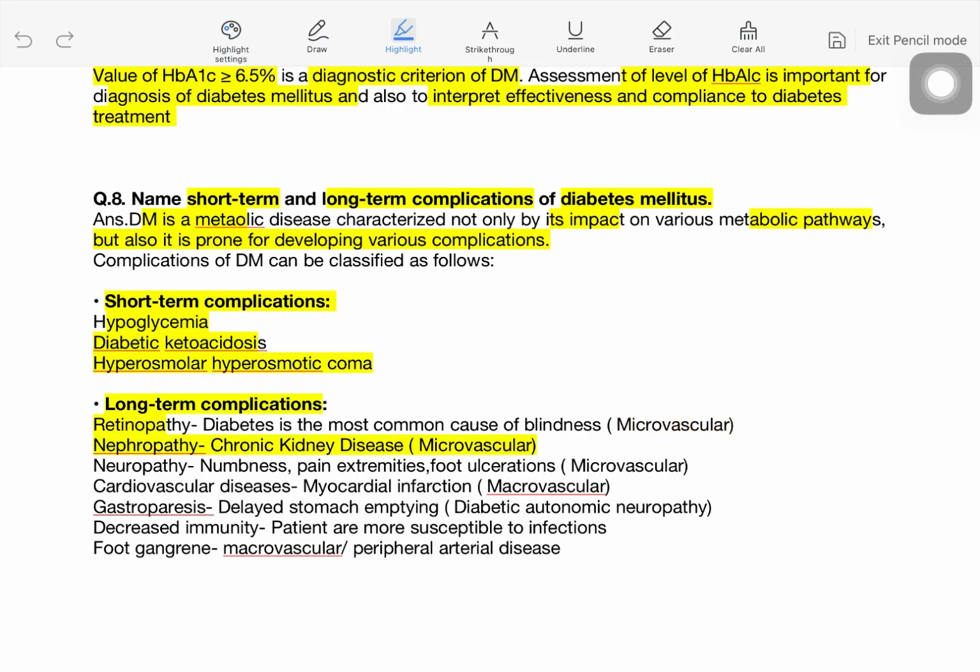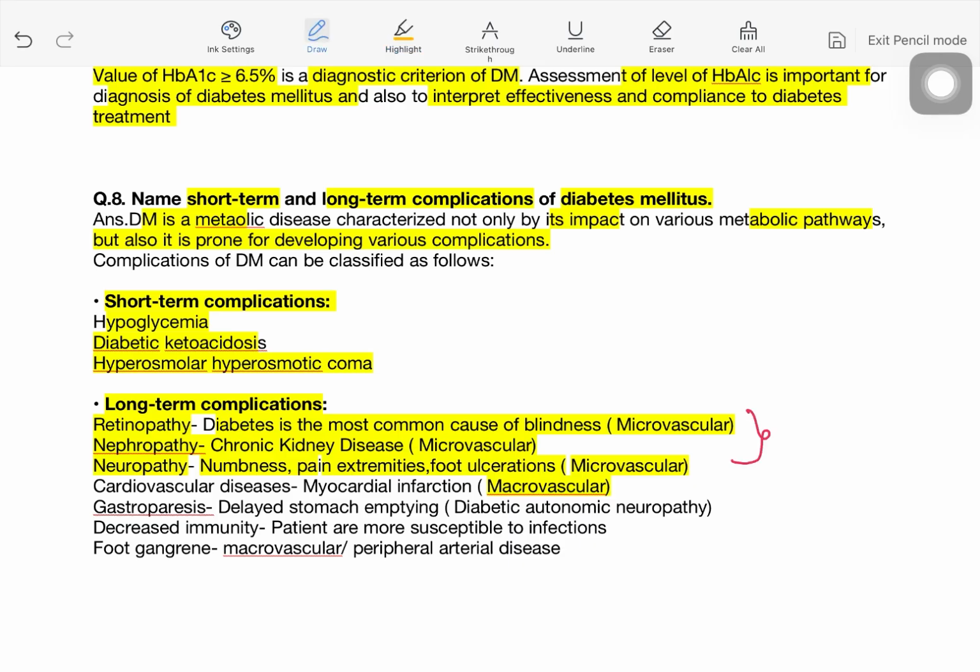So in case of microvascular, it is retinopathy and nephropathy. Retinopathy in diabetes is the most common cause of blindness. So nephropathy is also microvascular. It is a chronic kidney disease. Neuropathy is also microvascular, that is numbness, pain in extremities, foot ulceration. So retinopathy, nephropathy, neuropathy, these are microvascular complications.